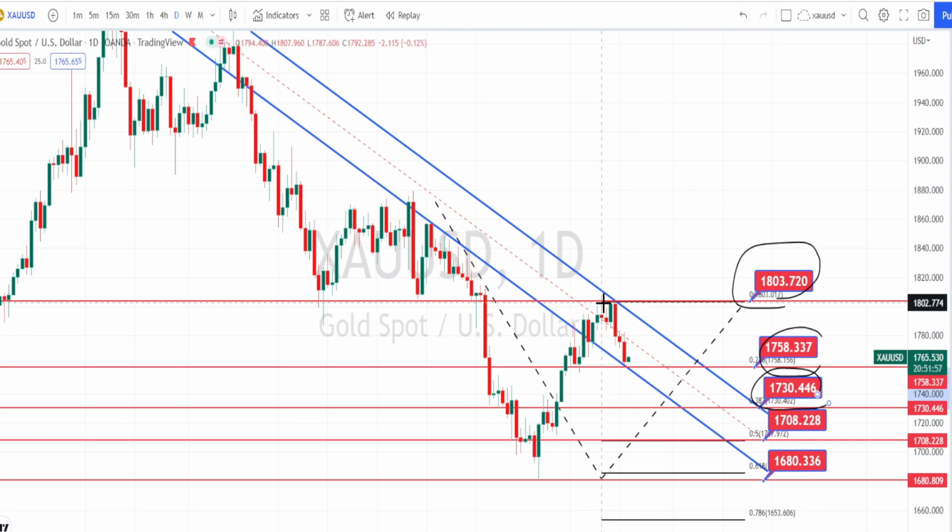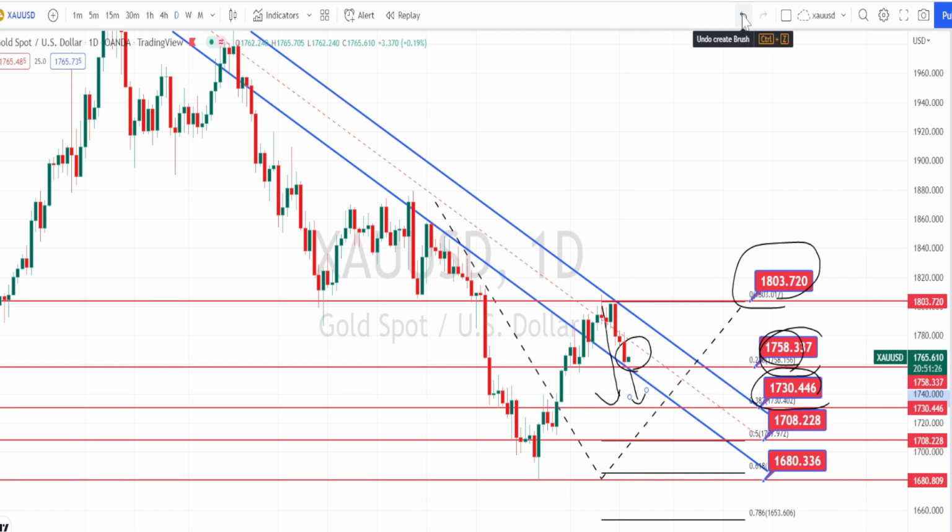And the current trend of the price action is a bearish trend, and currently it is taking support on the support level of 1758. Wait for the price action to break this support level in order to continue trading on the bearish side trend.